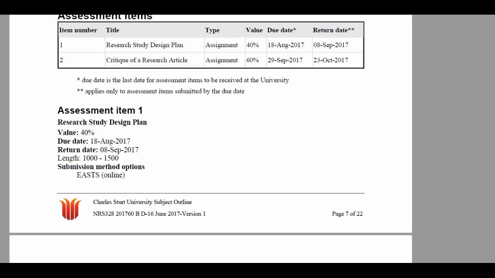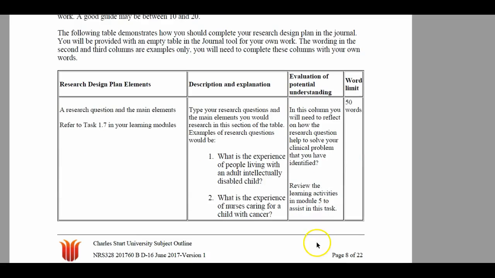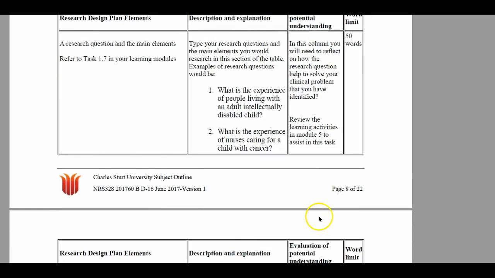This second part of the video series on the research study design plan is to assist you in completing your assignment. We're going to go through the first week's plan of what you need to do, and that is to develop a research question, which seems pretty easy, but there are a few steps in needing to do this. So bear with me and we'll work through this.